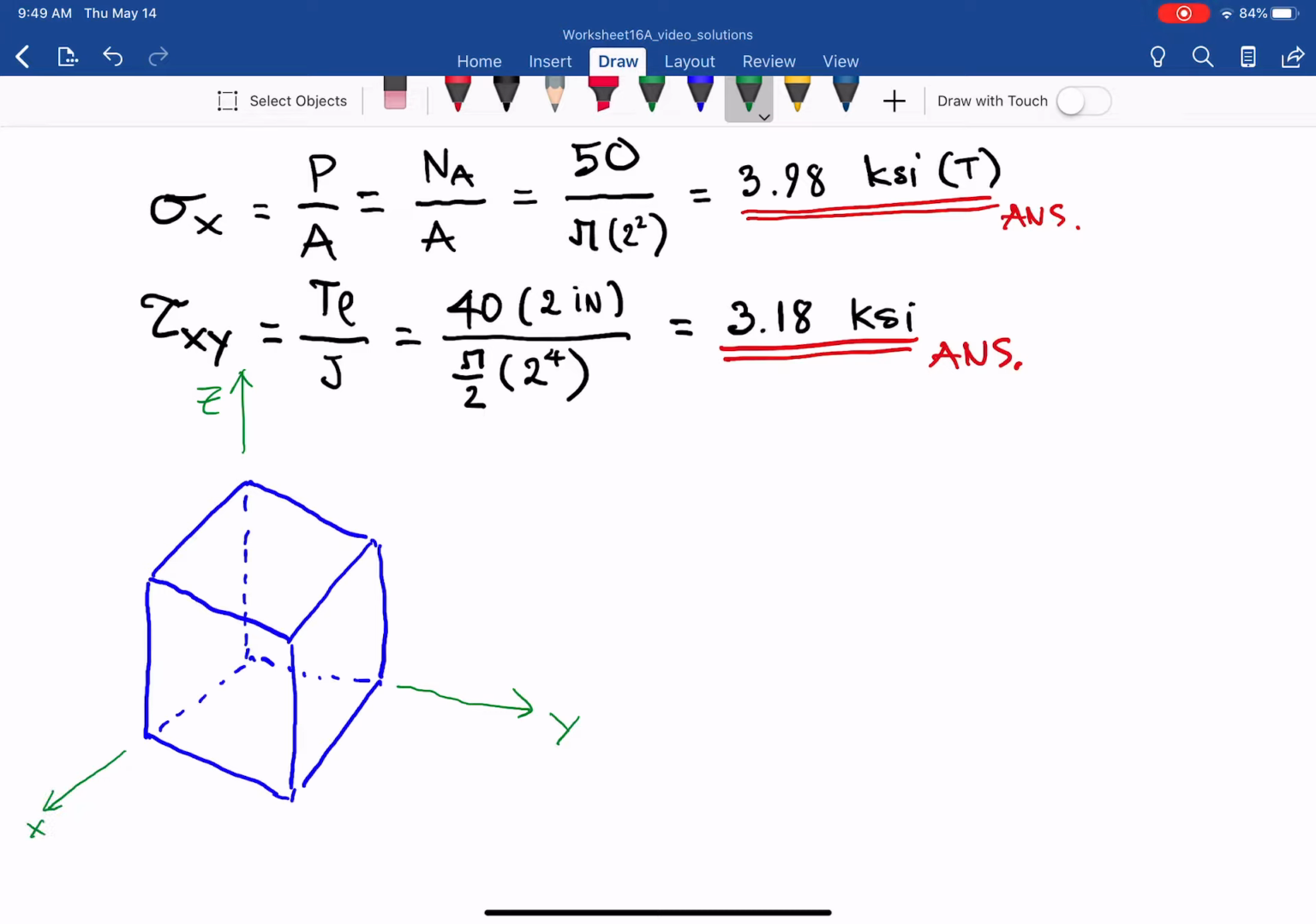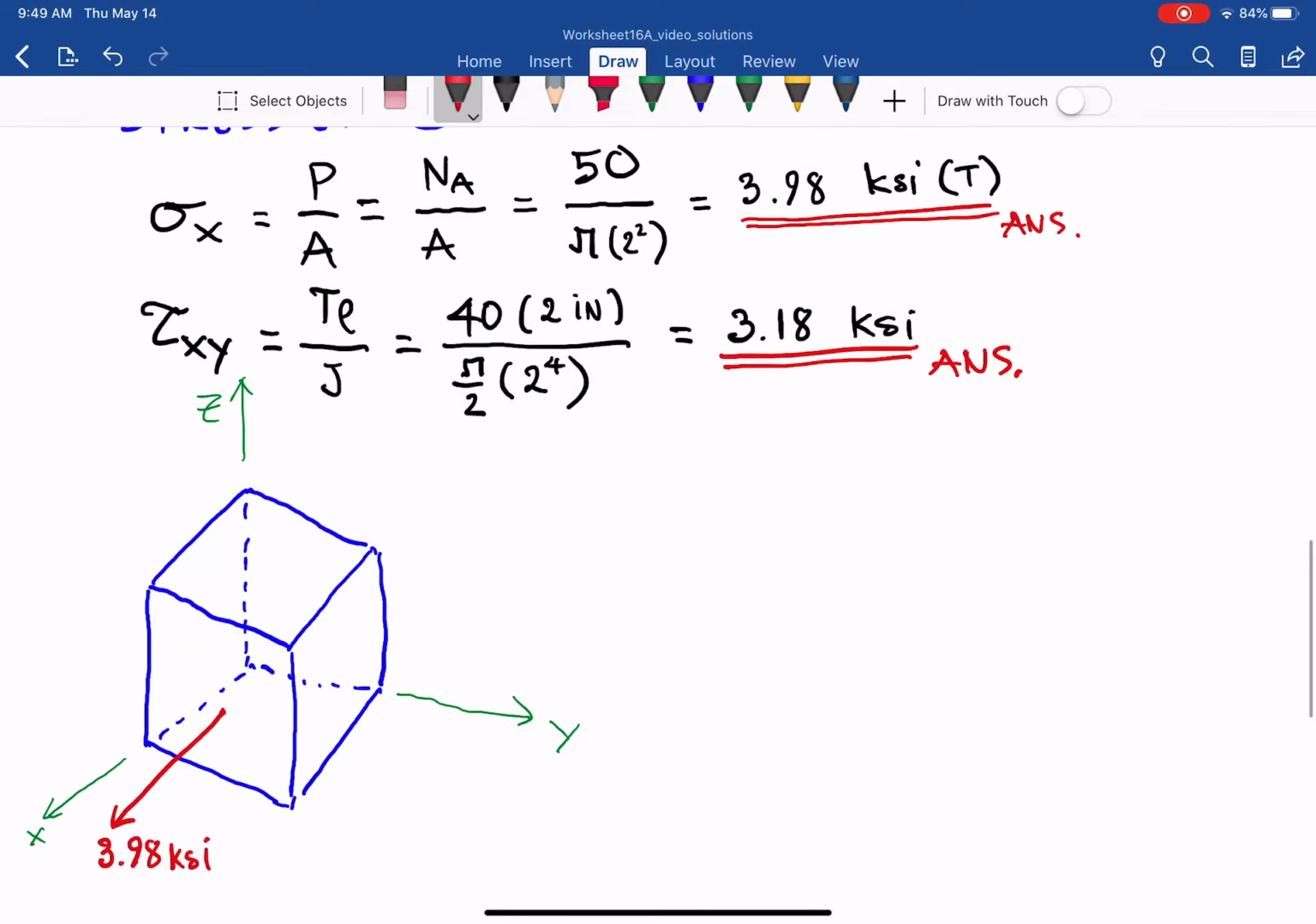So X, so we have perpendicular to the x-plane, parallel to the axis. So that one is equal to 3.98 KSI, which is sigma X. And of course, the opposite will be true for 3.98 KSI. And then you have tau xy.